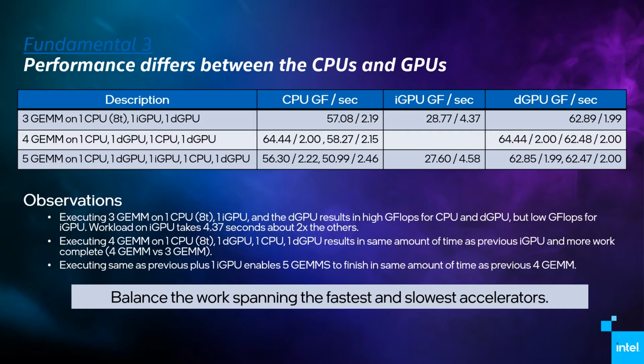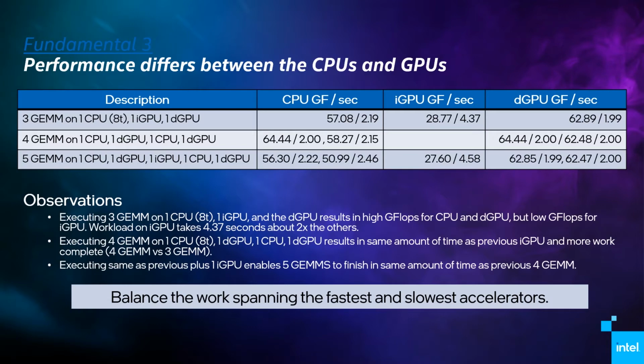And so on the first experiment, I ran 3 gems, 1 on the CPU, 1 on the integrated GPU, and 1 on the discrete GPU. And you can see the timing results in that first row. 57.08 seconds, 58.77 gigaflops, 28.77 gigaflops, and 62.89 gigaflops. And you can see the timing results.